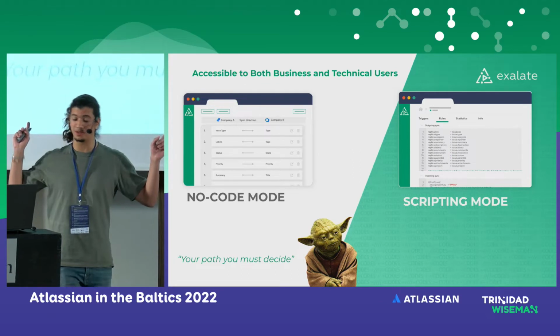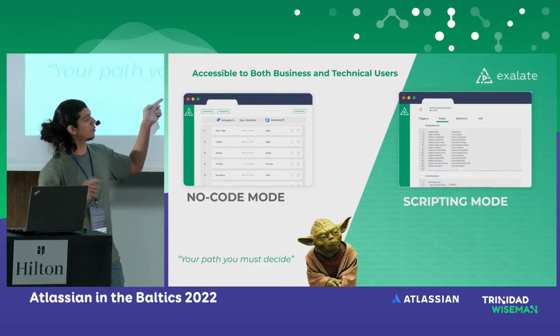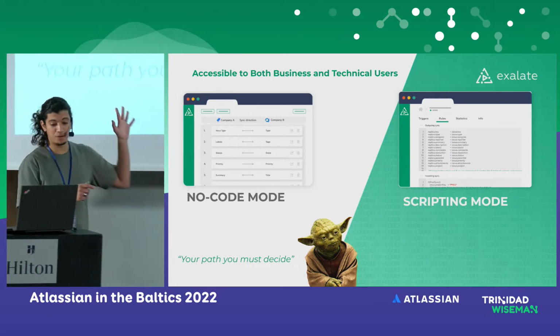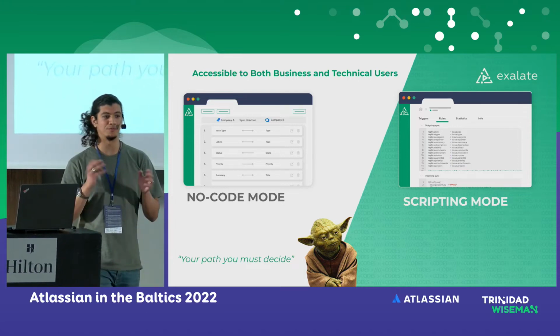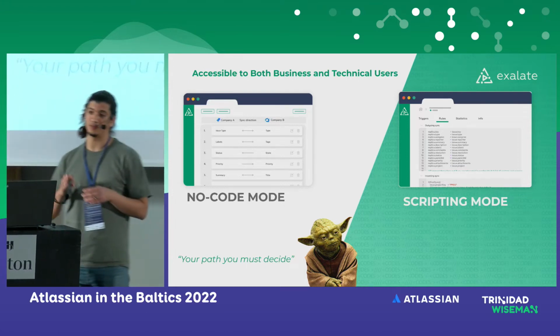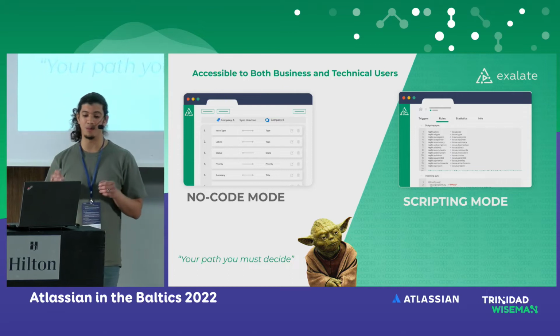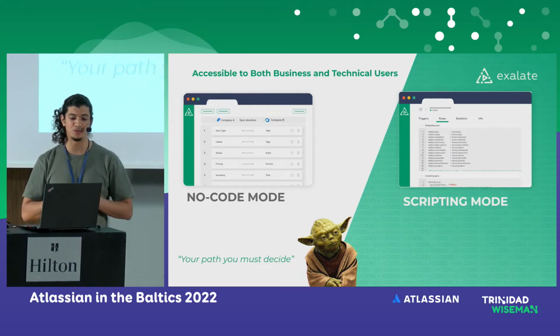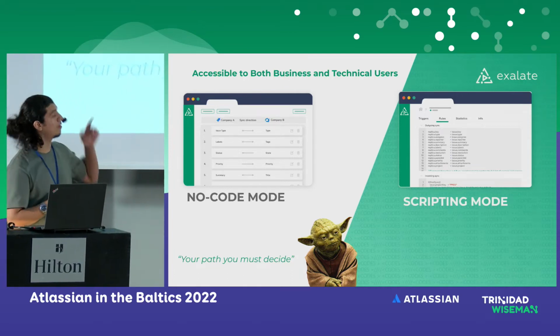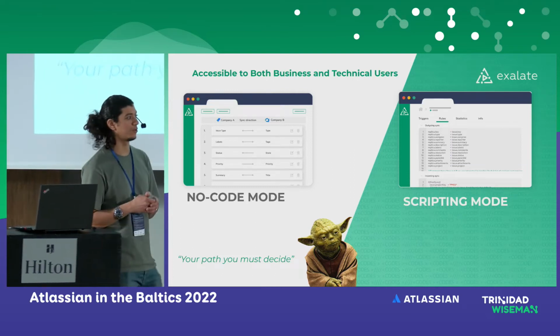When you open Exalate, when you install it on your platforms, you're presented with a few configuration modes. Same thing with Exalate. We've got two modes, the no-code mode and the scripting mode. Well, the no-code mode, I think you guessed it, it's just a visual interface. You can set up your synchronization there, set up your mappings using a drag and drop, easy to use interface, accessible for both business users and technical users as well.